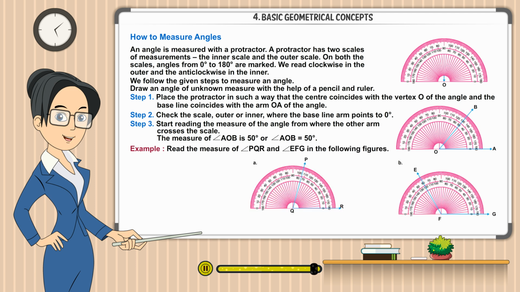Example: read the measure of angle PQR and angle EFG in the following figures. Solution: we have angle PQR equal to 75° and angle EFG equal to 120°.